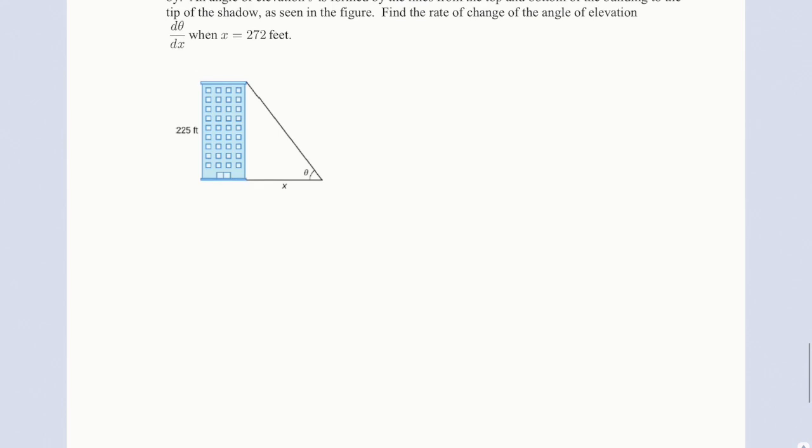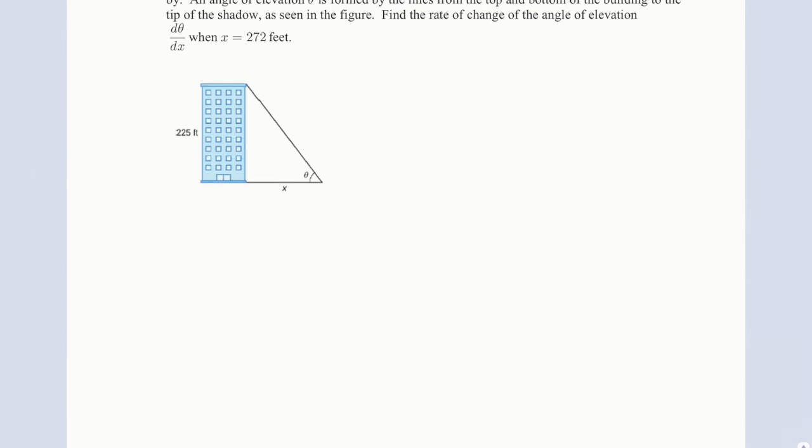In example 7, a building that is 225 feet tall casts a shadow of various lengths x as the day goes by. At an angle of elevation, theta is formed by the lines from the top and the bottom of the building to the tip of the shadow, as shown in this figure. And we want to find the rate of change of the angle of elevation d theta dx when x is 272 feet. So this is similar to the last problem.